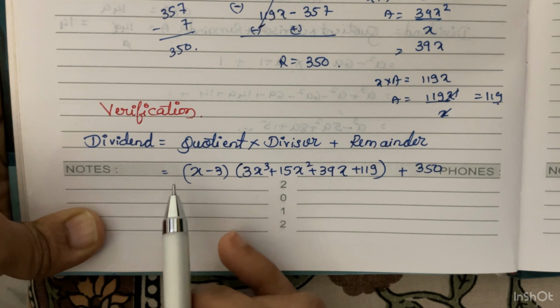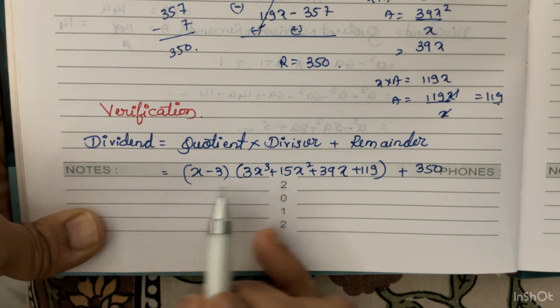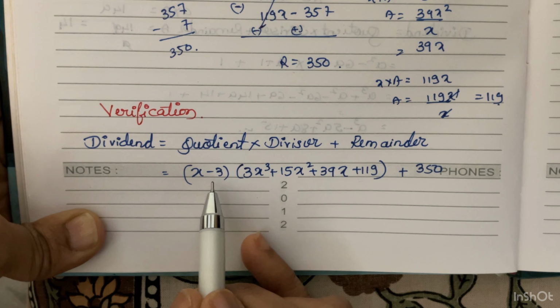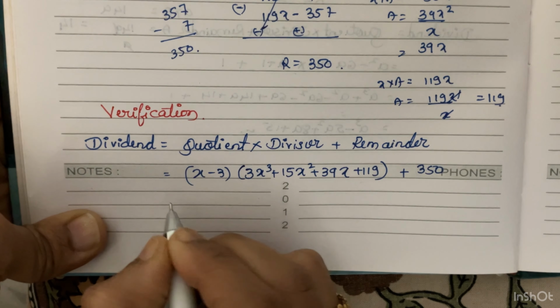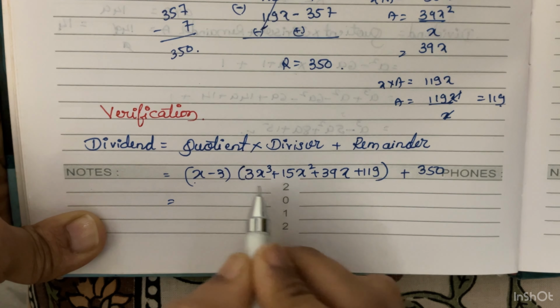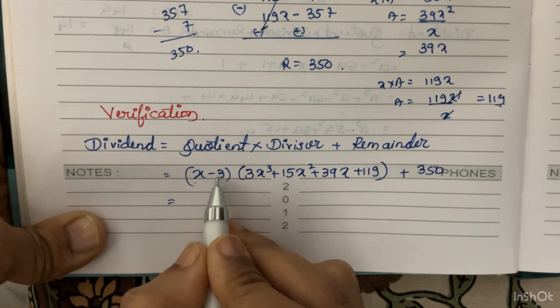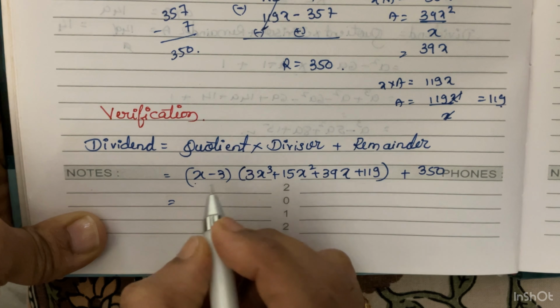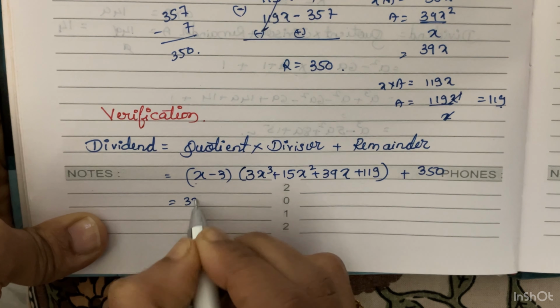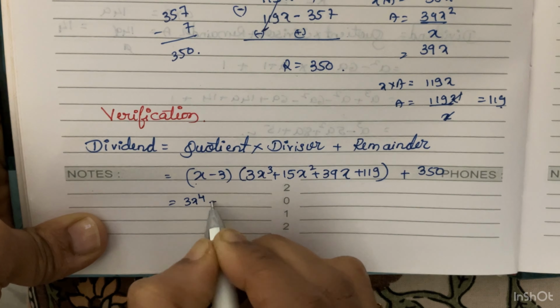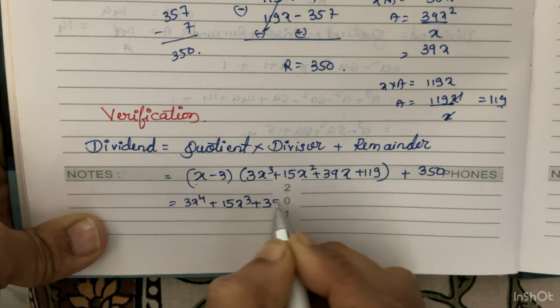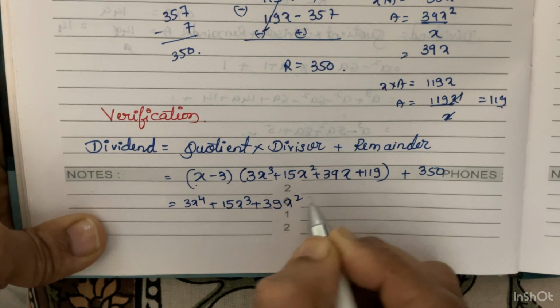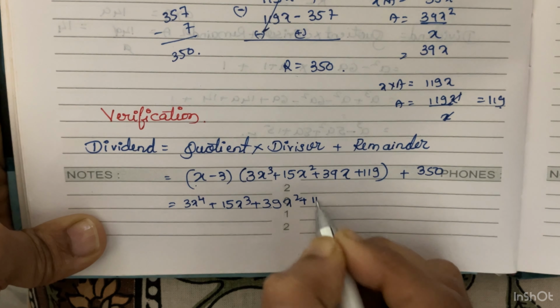Okay, verification, I have just replaced the quotient in place of the divisor here, so it will not affect the answer. Now let's start multiplying this term with each term of this, and once I am done, I have to go with the minus 3. Now x into 3x cube, I'll get 3x raised to the power 4. Next plus 15x cube, I'm multiplying, plus 39x square, and here x into plus 119, I'll get 119x.